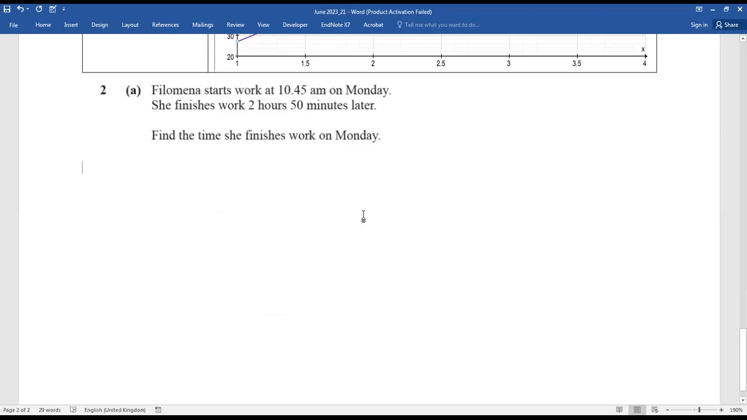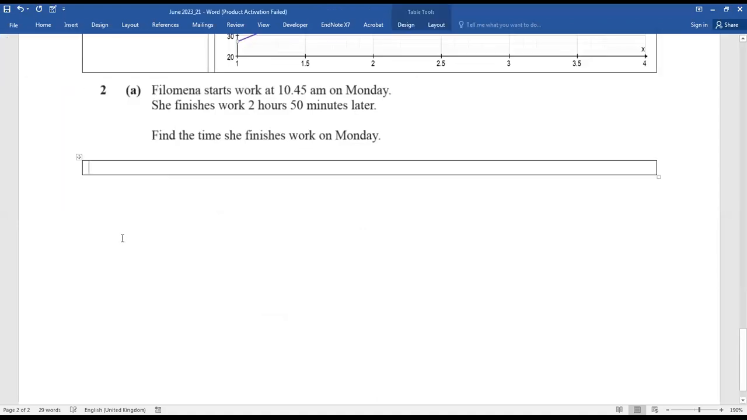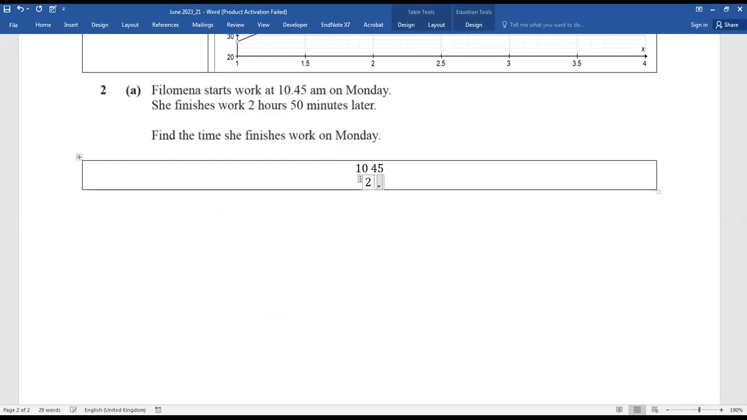Okay, so moving on to question number 2, it says that Philomena starts work at 10:45 a.m. on Monday. She finishes work 2 hours 50 minutes later. Find the time she finishes work on Monday. So all we'll do is simply add 10:45 to 2:50, the minutes added to the minutes.